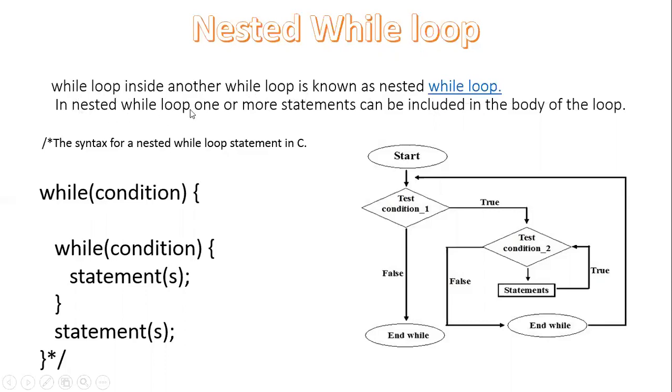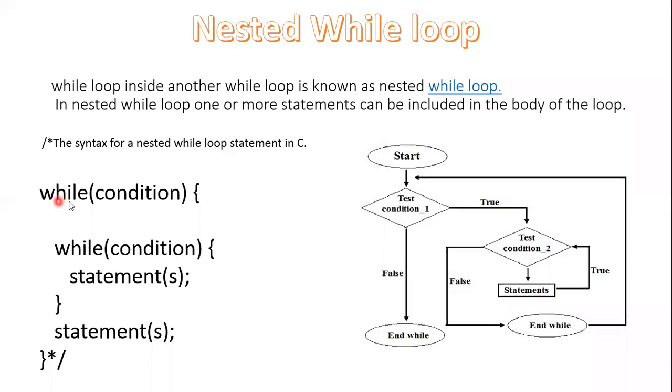In a nested while loop, one or more statements can be included in the body of the loop. When you create statements for one while loop, and then create one more nested while loop, inside that you can create more statements. That is the indication over here. You can see the very simple syntax here.